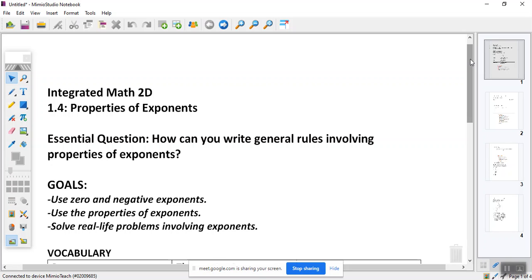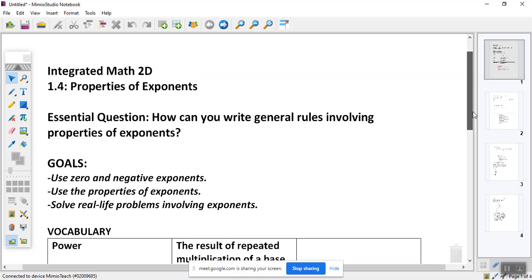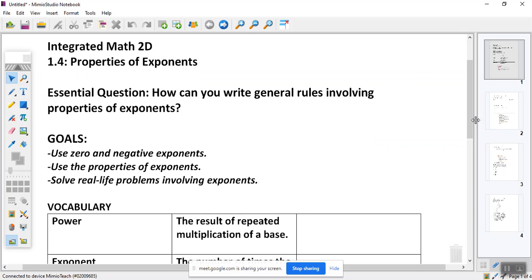Okay, so we want to take those ideas of powers and exponents and say, well, what happens when some different things start happening? And the goals are going to be pretty important to accomplish today. So in properties of exponents, the question we're trying to answer is how can you write general rules involving properties of exponents? General rules involving properties of exponents is what we're after. All right. So big goals to accomplish today.